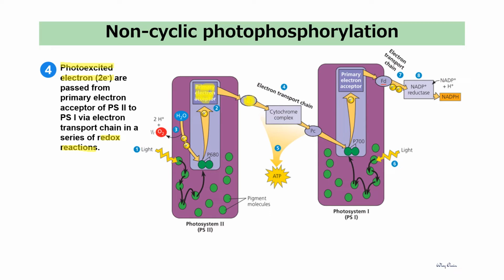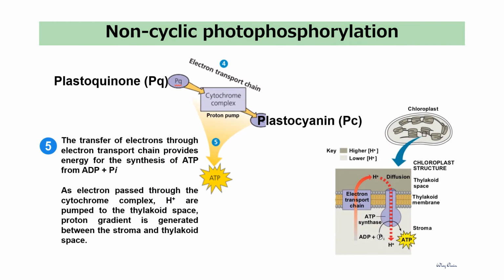When a component accepts the electrons, it will become high energy level. So immediately they will pass the electrons to the next component, which is the cytochrome complex. And redox reaction occurs again, and this process is repeated during the electron flow. The ETC or the electron transport chain consists of plastoquinone, or abbreviation PQ, cytochrome complex, which is actually a proton pump, and plastocyanin, abbreviation PC.